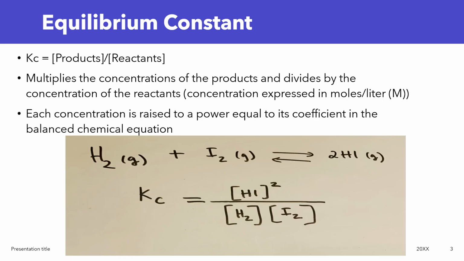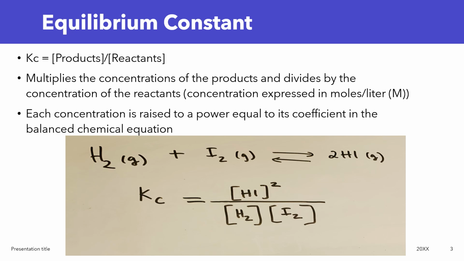How do you calculate the equilibrium constant? Well, there is a formula, an expression for reversible chemical reactions that lets you calculate the equilibrium constant, or Kc. So to calculate Kc, you multiply the concentrations of all the products and then divide by the concentrations of all the reactants. In addition to that, you have to raise each concentration to a power that's equal to its coefficient in the balanced chemical equation. So let's look at an example to make sure that we understand this.